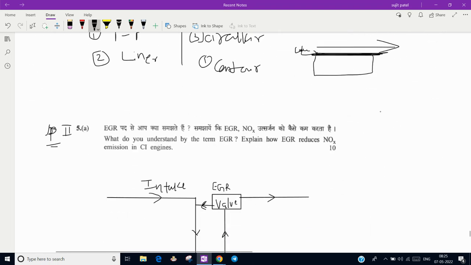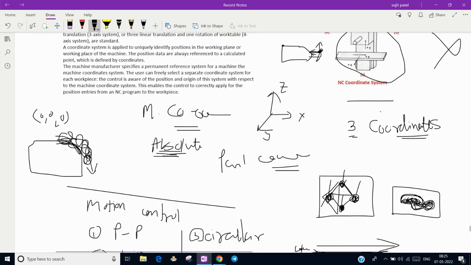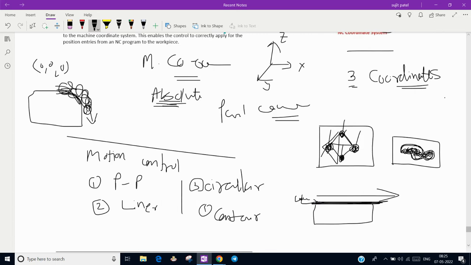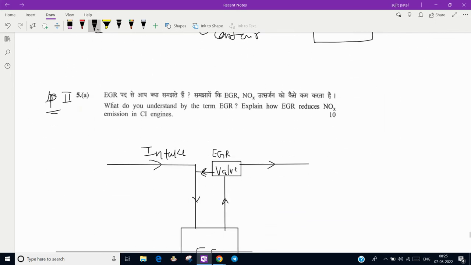This figure you need not draw, it is just for your reference and understanding purpose. So I hope you are clear on what the coordinate system is and what the motion control is. Okay, next is what is EGR. This is question number 5A from paper number 2.